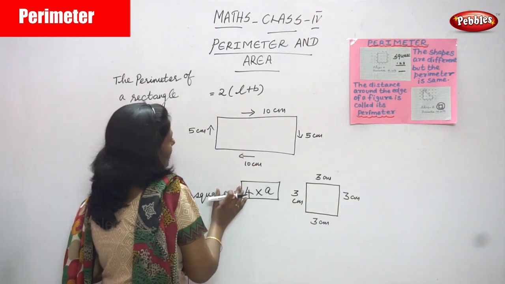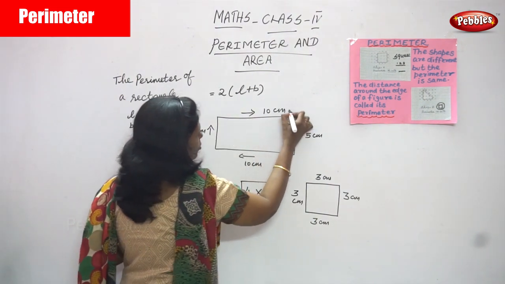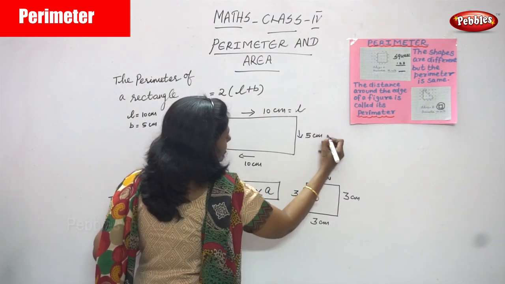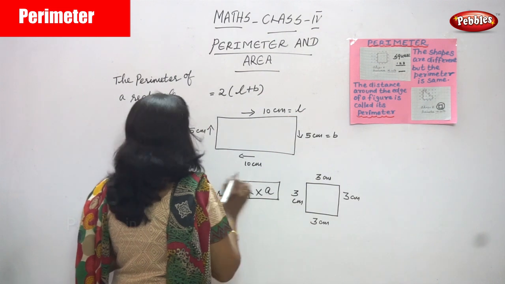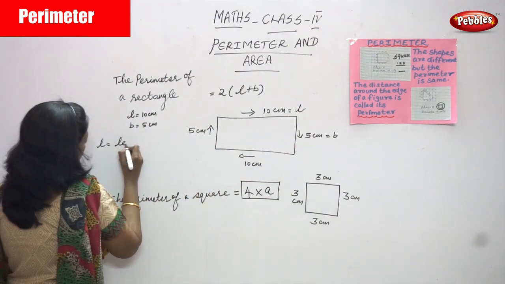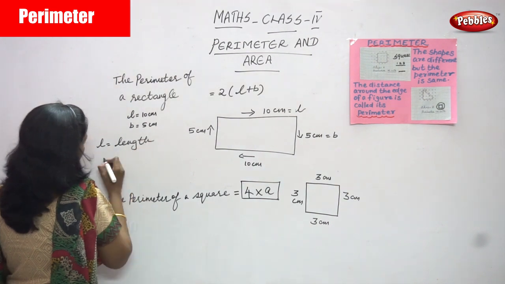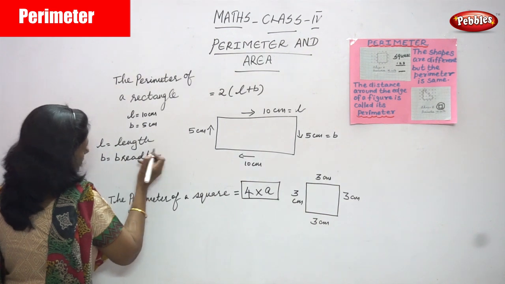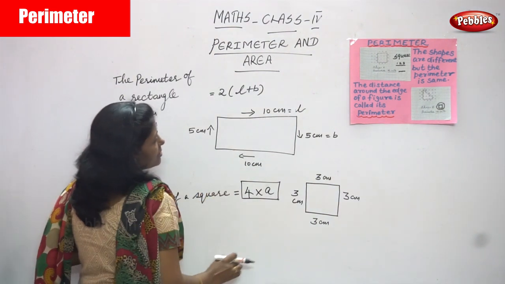This is the rectangle diagram. This is 10 centimeters, this is the length, and this is the breadth. L means length and B means breadth. L is equal to what? Length. And B is equal to what? Breadth. That means L is equal to 10 centimeters.